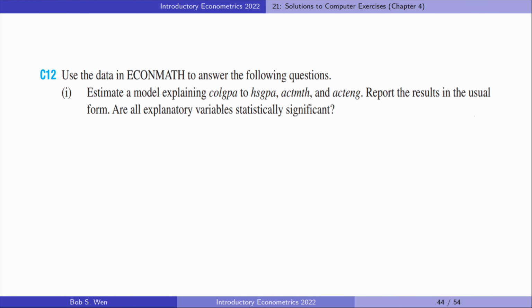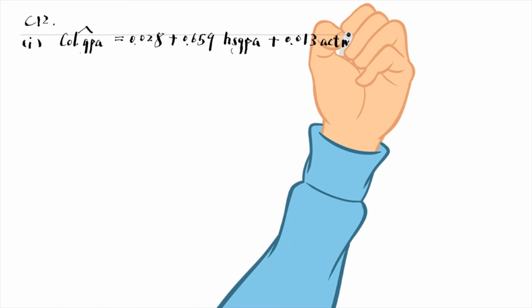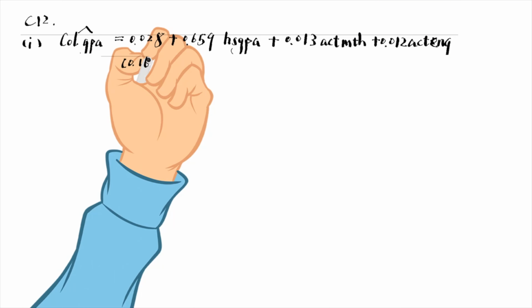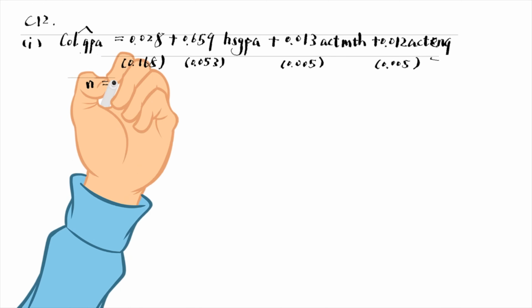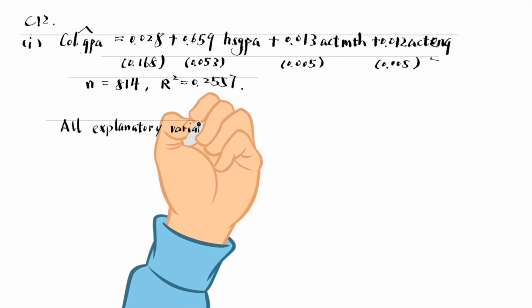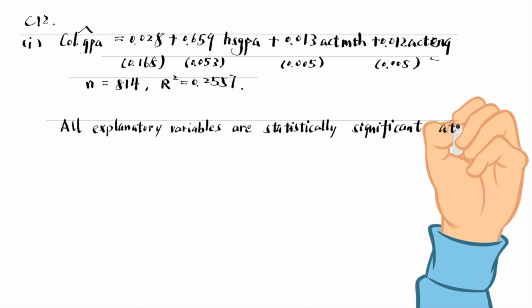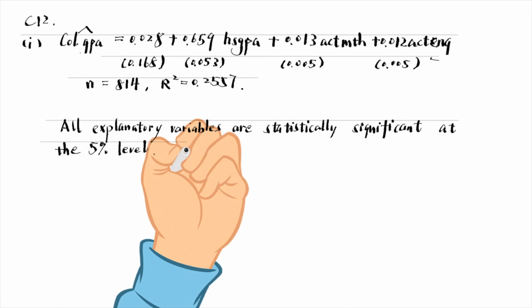Let's continue to tackle exercise number 12. For the first part, the estimated equation is as follows. All explanatory variables are statistically significant at the 5% level.